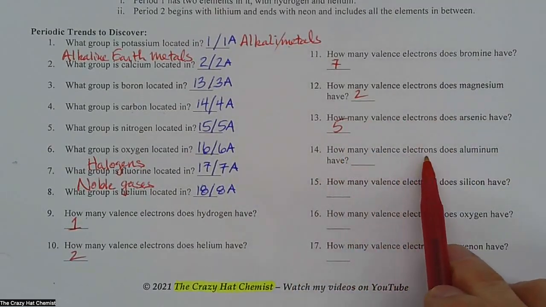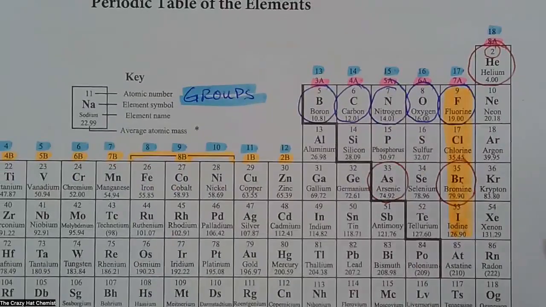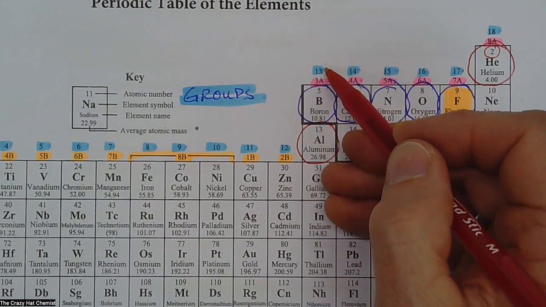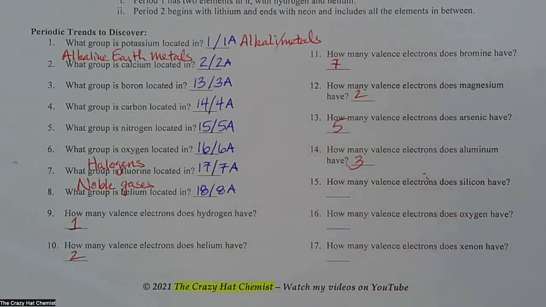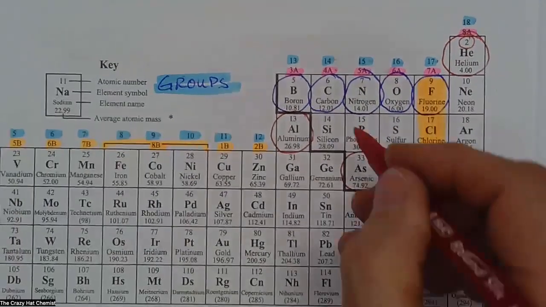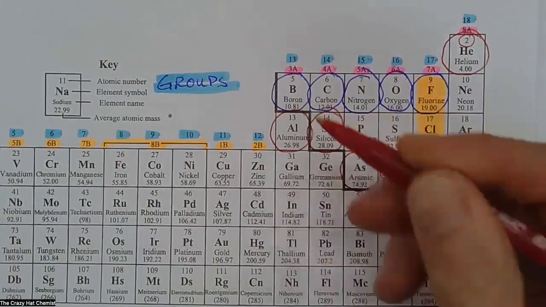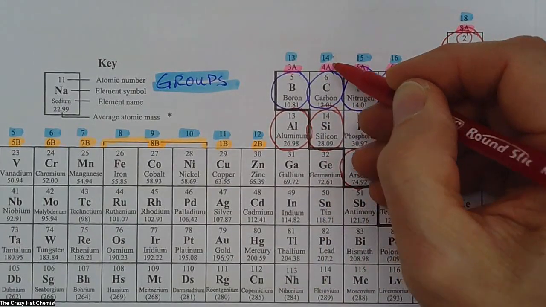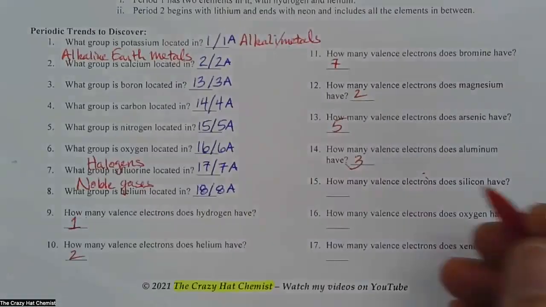How many valence electrons does aluminum have? Here is aluminum. It is in group 13 or 3A, and 13 minus 10 is 3. On the 3A, that's 3 valence electrons. How many valence electrons does silicon have? Silicon is right next to aluminum there, and it's in group 14 or 4A. And so you subtract 10 from that 14, you get the 4.